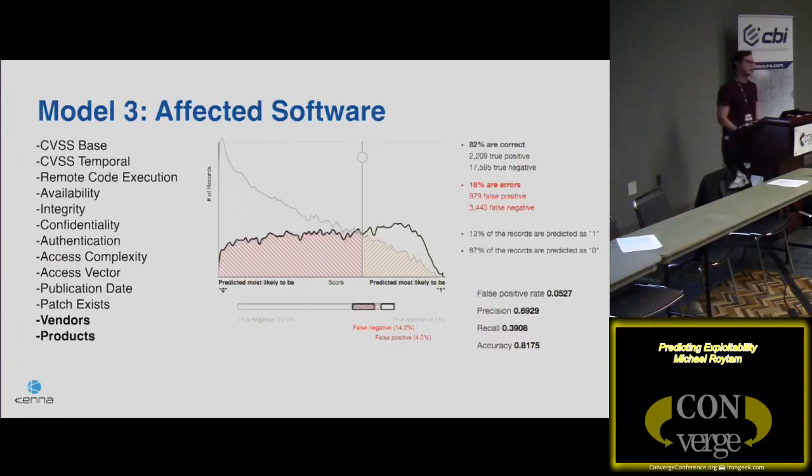We're trying to classify 22,000 vulnerabilities, and we're only correctly classifying 2,200 of them as exploits. That doesn't seem right. That doesn't seem like the number of vulnerabilities that do have exploits written for them. So we're going to try some more things.